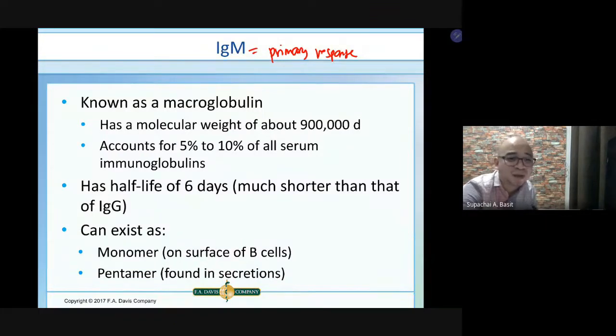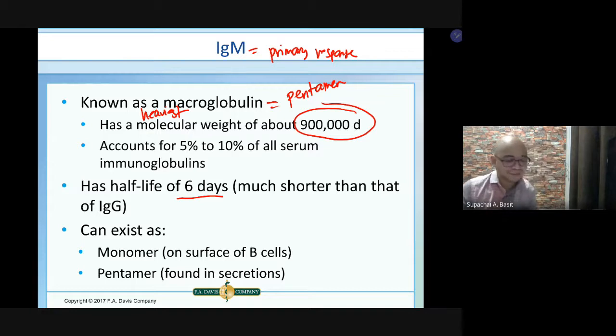However, it is not as long-lasting as IgG. So remember, the half-life of IgG is actually 23 days, but the half-life of IgM is 6 days. So it is not as long-lasting as the IgG. So IgM is a macroglobulin, primarily because it is a pentamer. That being said, we would expect it to have the heaviest molecular weight of around 900,000 Daltons, and it accounts for about 5 to 10% of all serum immunoglobulins.